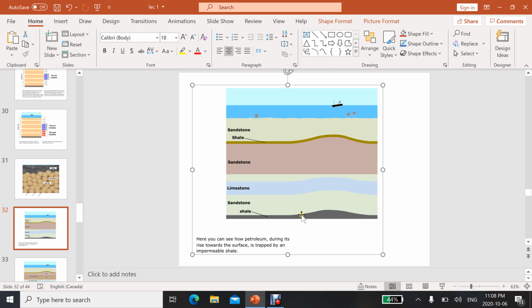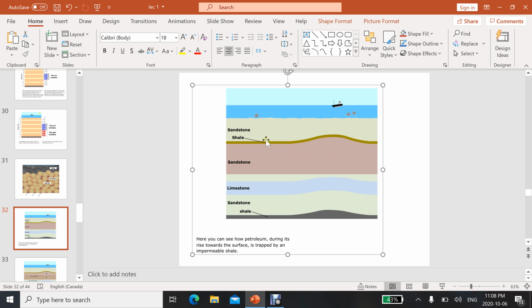You can see the multiple layers are there, and the oil has migrated from the bottom up toward the surface until it faces the seal that creates a trap. Or you can say this shale layer is not allowing that oil further migration or further traveling to the surface.